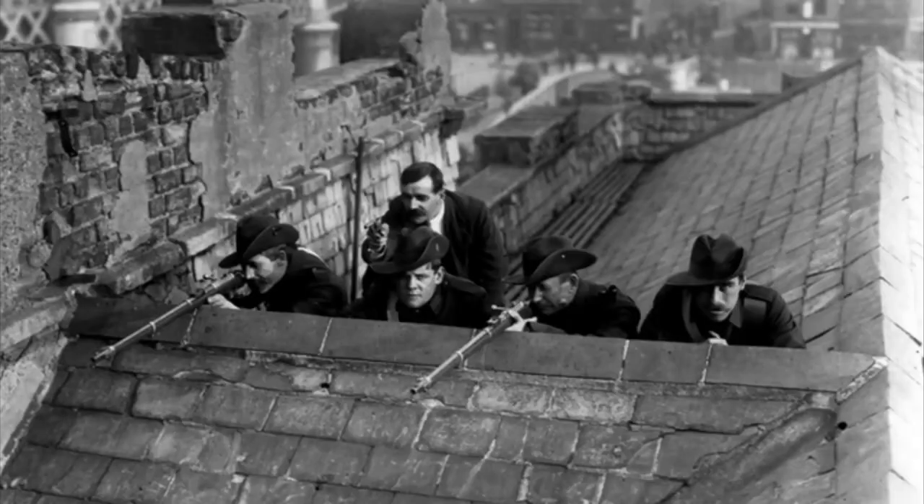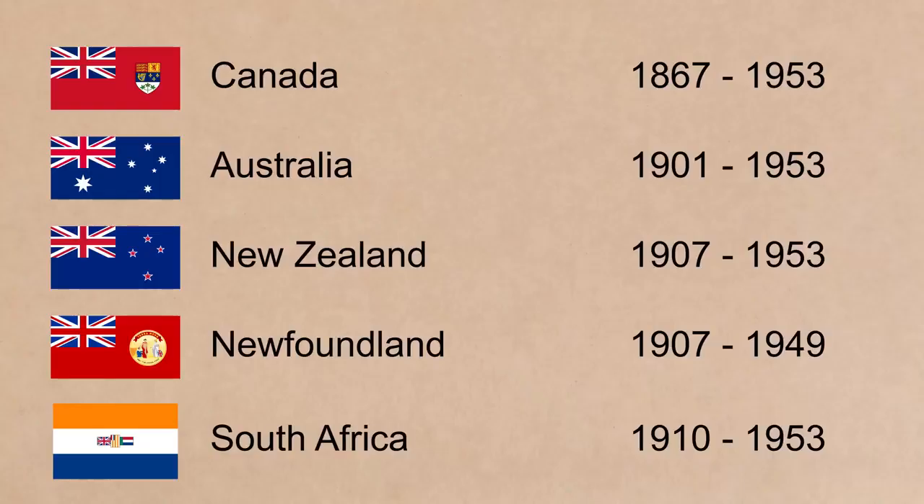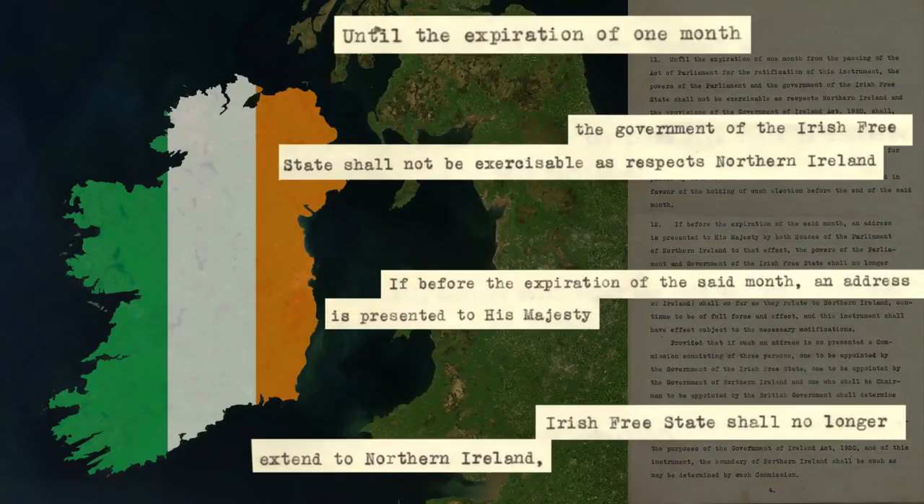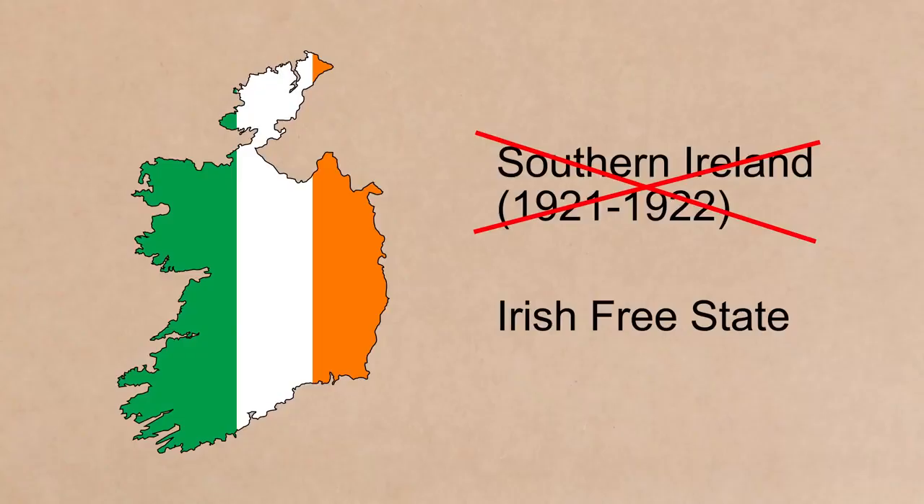The Irish War for Independence lasted for 2.5 years, resulting in a ceasefire and the Anglo-Irish Treaty. The treaty established the Irish Free State, which would become a dominion of the British Commonwealth, along with the likes of Canada, Australia and South Africa, among others at the time. The treaty included the whole island of Ireland, but had an opt-out clause for Northern Ireland, which they immediately exercised, so the short-lived Southern Ireland became the Irish Free State.